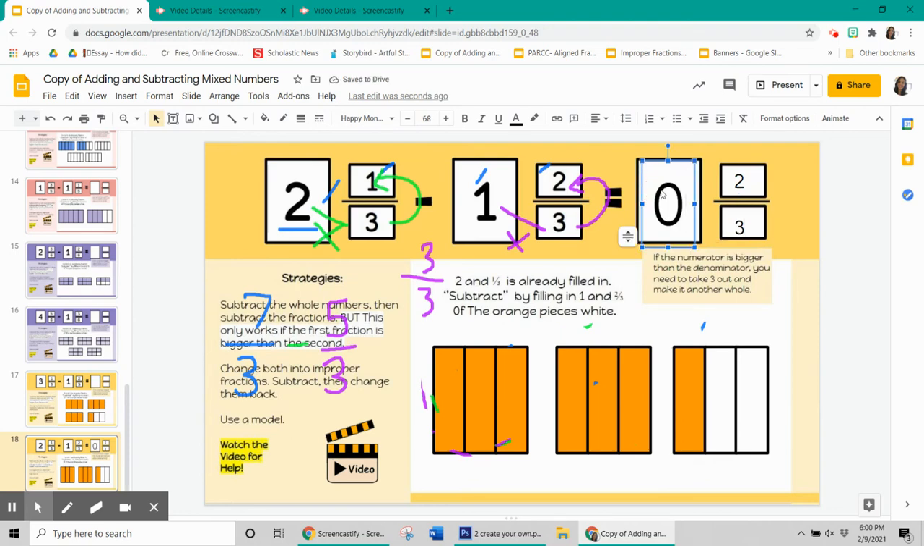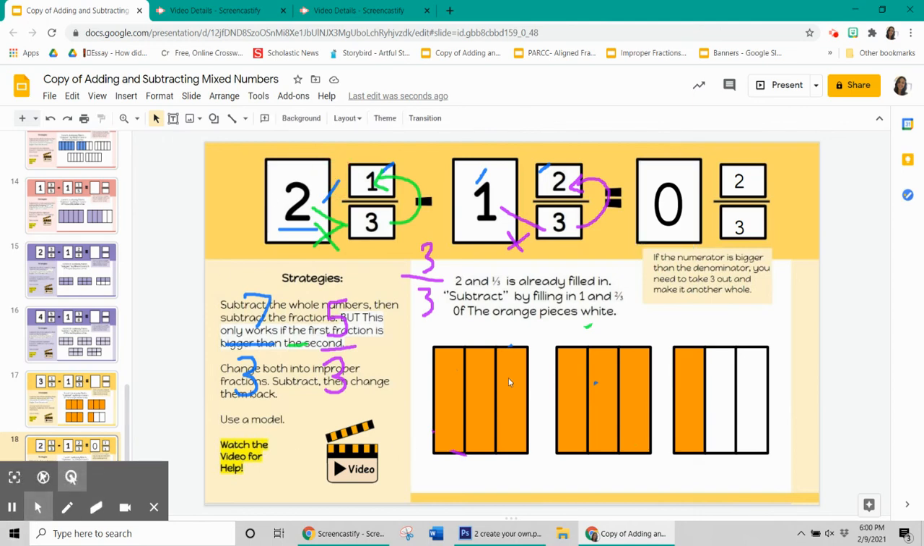Okay, now let's do it with the model. Models are very helpful. If you're ever feeling stuck or this just seems really hard to you, draw yourself a picture. It will help a ton. So we started out with 7 thirds. Here it is, or in other words, 2 1/3. We're going to subtract 1 2/3.